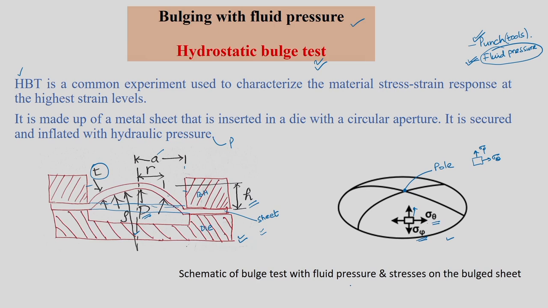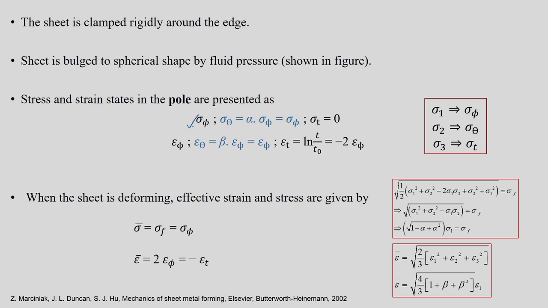At this location you have sigma phi, and sigma theta, which is related to sigma phi by alpha into sigma phi. And you have sigma t, which is our sigma 3, and it is going to be 0 because of the plane stress assumption that we have made right from the beginning. So you can get the nomenclature: sigma phi is like sigma 1, sigma theta is like sigma 2, sigma t is like sigma 3, which you have been following until now. There is a slight change here, but other than this, everything is the same.